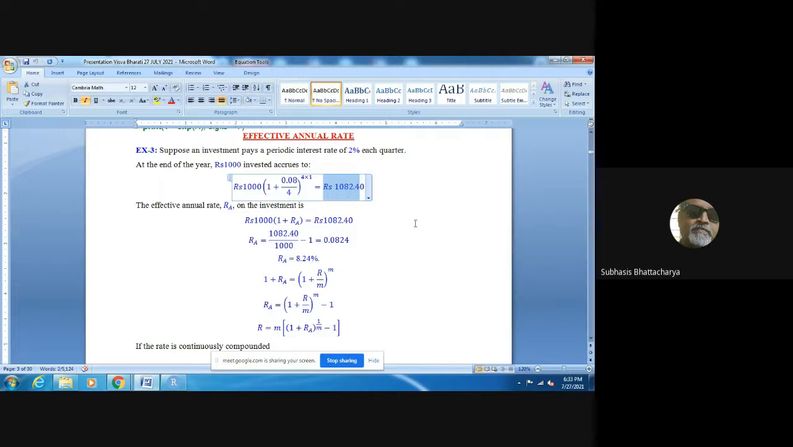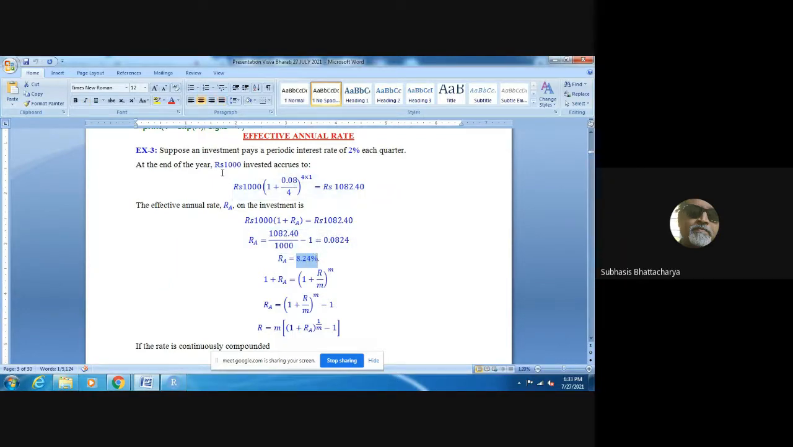Now, if the effective annual rate on the investment is determined from the relationship like this, it becomes 1082.40. That means if I do not consider this one, and I consider the amount I get at the end of the year, then I use just 10,000 times (1 + RA), which equals this value. So from here, I get the value of R, and that R is 8.24%.